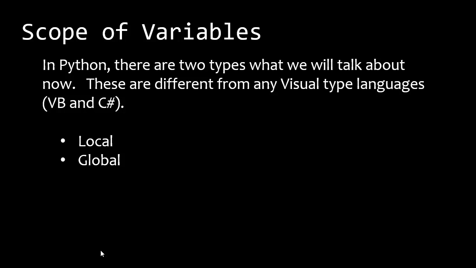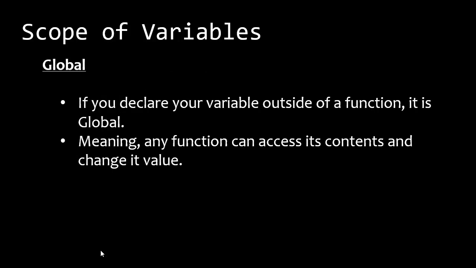In Python, there are 2 types that we will talk about now. These are different from any Visual type languages that you may have seen, VB and so on. We have local and we have global. We don't have class level at this point in time. We have local and global. For the most part, is local something that you already are somewhat familiar with? Let's talk about these. First, let's talk about global.